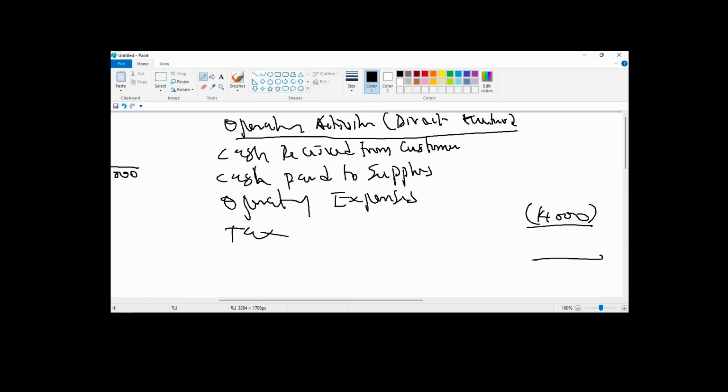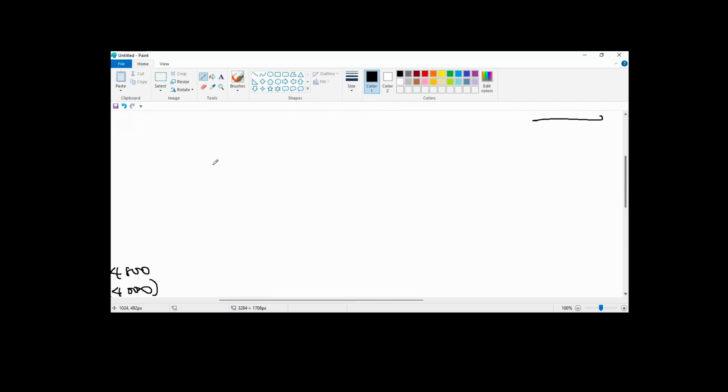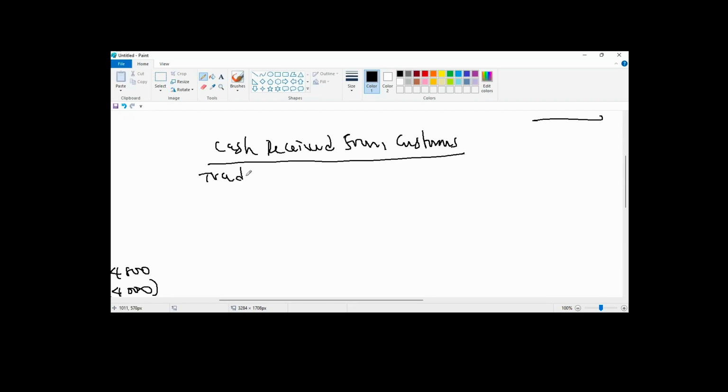Now, how do I get cash received from customers? Let's look at cash received from customers. What connects me and my customer? Trade receivable at the beginning. How much? 43,000. Add revenue. How much is the revenue? 850,000. Yes. 43,000 plus 850,000 gives $893,000.